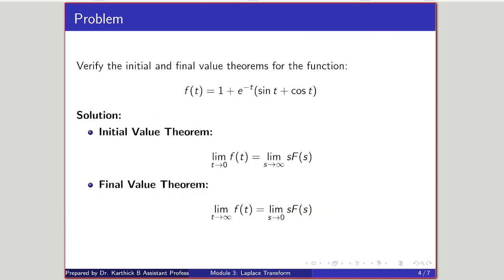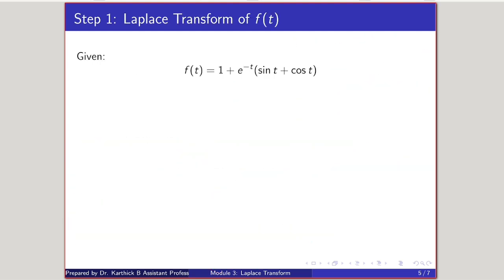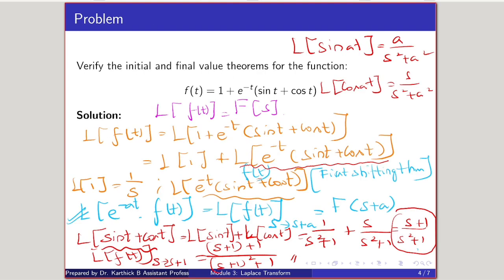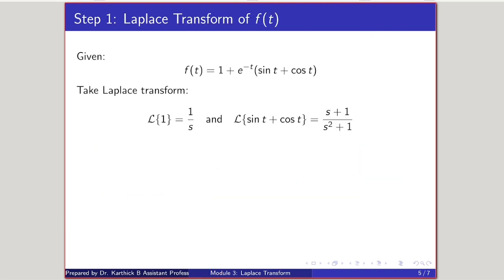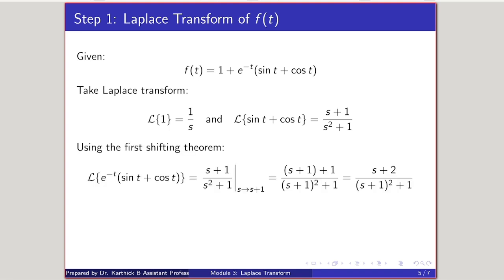Okay, so this is for the initial value and final value theorem. I'm now going for the initial value. These are the calculations based on the initial value theorem. So let's see. Here I'm finding the Laplace of 1 and the Laplace of sin t plus cos t. What I did before is the same. And now I am using the first shifting theorem. For this we need the Laplace of f of t where s goes to s plus 1.